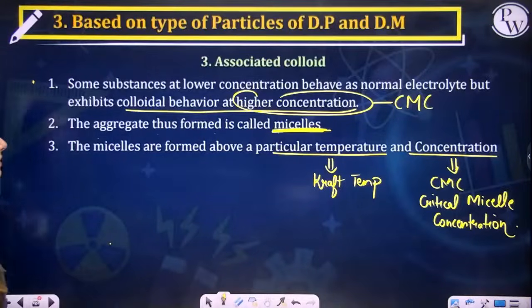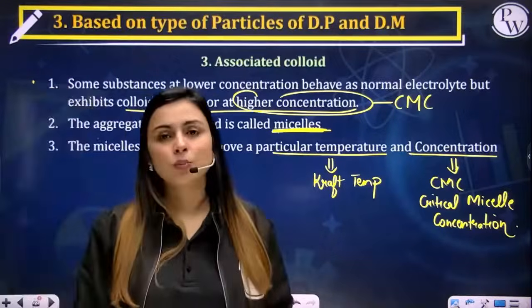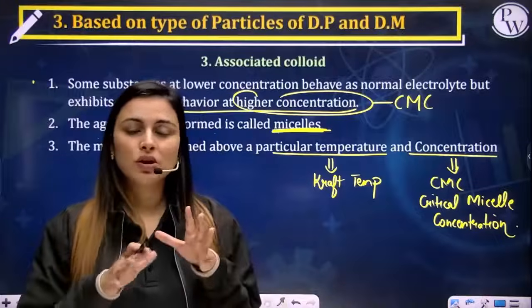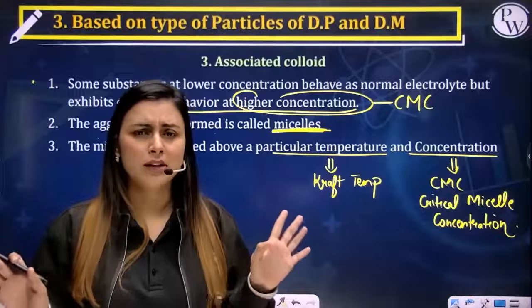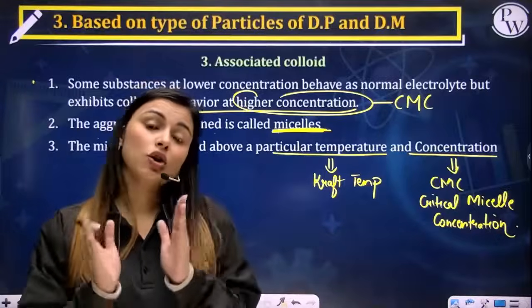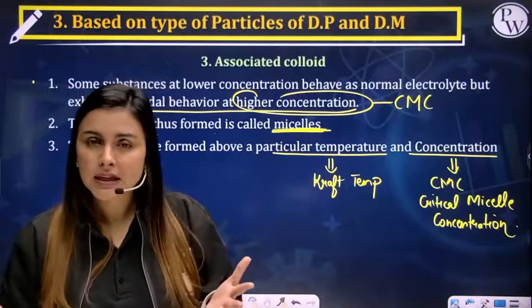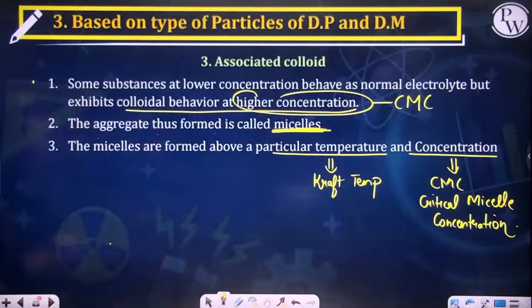Some substances, and the best example for this is soap. At one particular concentration it will behave as a normal electrolyte, but at a particular concentration it will start behaving as a colloid, and you can see the foam being created. Okay, perfect. So please write it down and then we'll move forward.